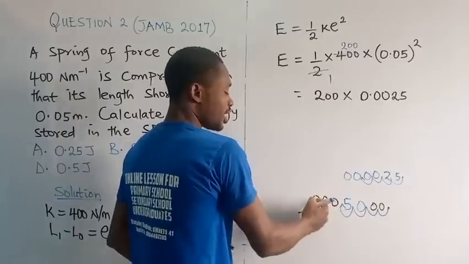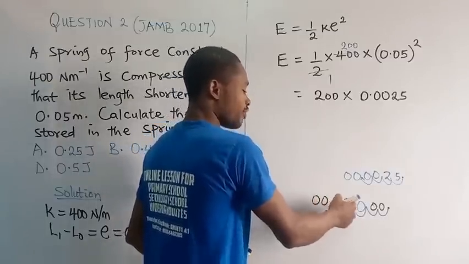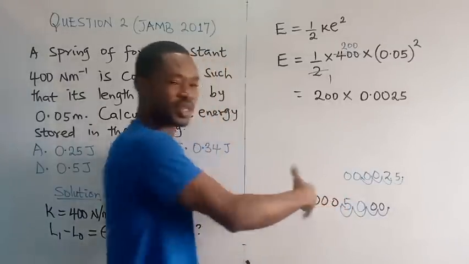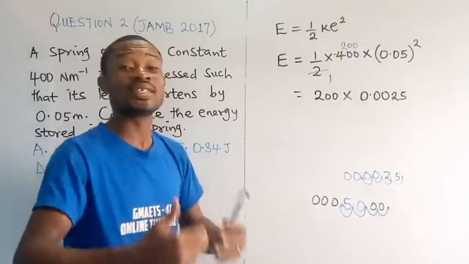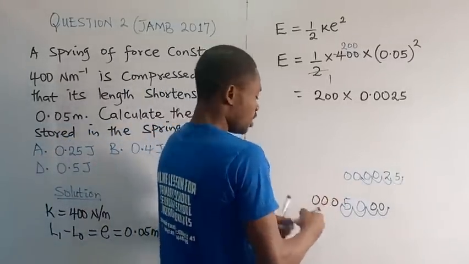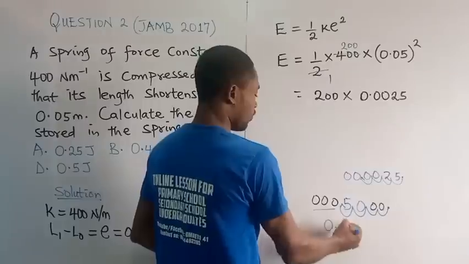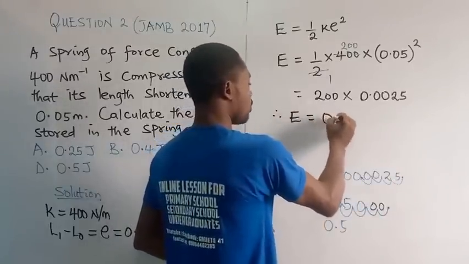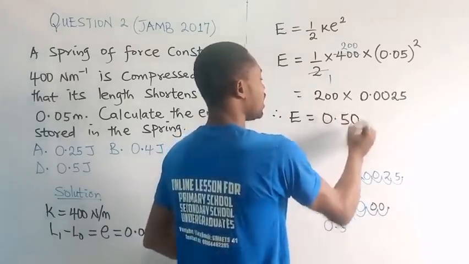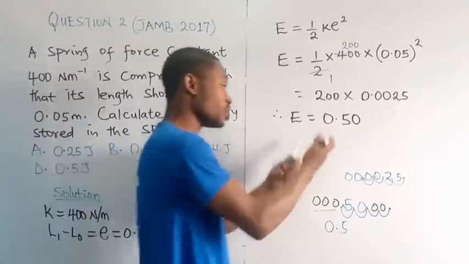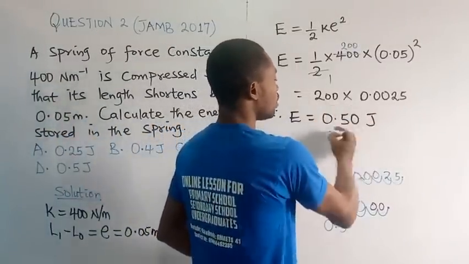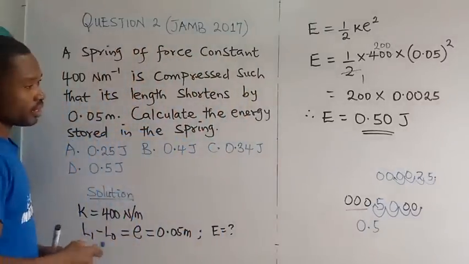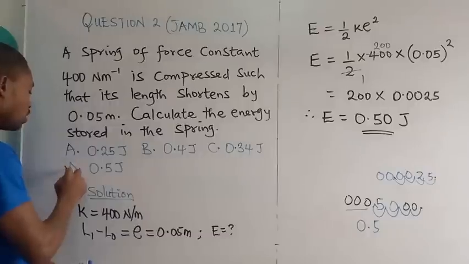So this becomes 0.5. Now, 0, 0, 0 we don't have any point here separating those zeros, so 0, 0, 0 is still the same as 0. Then before this point, all this can just be written as 0.5, then 0, 0 there. In conclusion, the energy stored in the spring is 0.5. If you like, you can fix another 0 on the value. The choice is yours. If you want to leave it at 0.5, it's still correct because the last 0 is insignificant. So this is the energy stored in the spring, and of course the correct option here is option D.